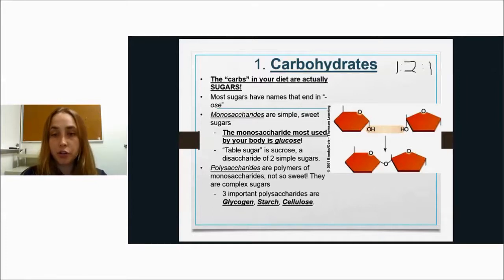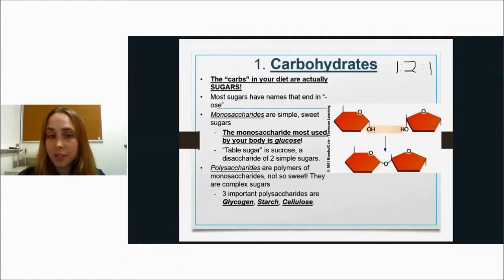Monosaccharides are simple sweet sugars. The monosaccharide most used by your body is glucose. Table sugar is sucrose, and it's a disaccharide of 2 simple sugars. This picture over to the right has a glucose molecule and another glucose molecule. It's again showing dehydration synthesis. You're getting rid of 2 hydrogens and an oxygen, and they are bonding at the remaining oxygen that's connecting them together, losing a water and making a bond. So the 2 separate are monosaccharides, and once you bond them together, that's a disaccharide. Polysaccharides are polymers of monosaccharides.